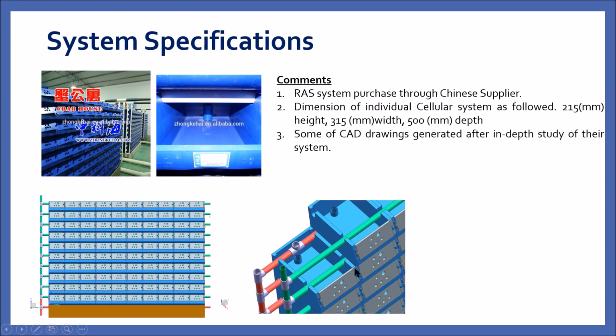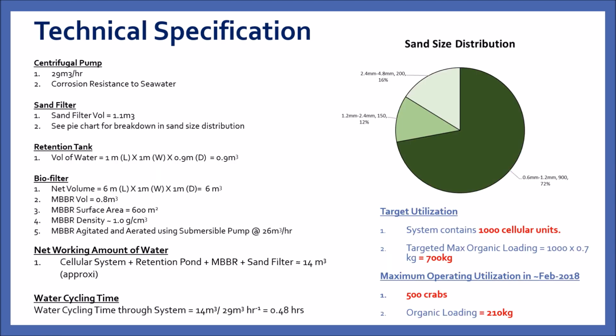Sometimes it is difficult to get the dimensions from the suppliers, and hence we have provided you with all the dimensions. This is our technical specs for all of the equipment that I am using. The centrifugal pump is about 29 meter cube per hour, whereas the total amount of volume of water in our system is about 40 meters cube. So this will mean a recirculation rate of at least twice every hour. And the pump is resistant to salt water.